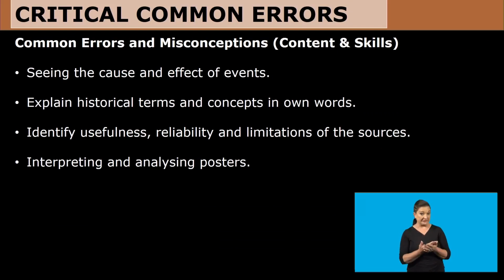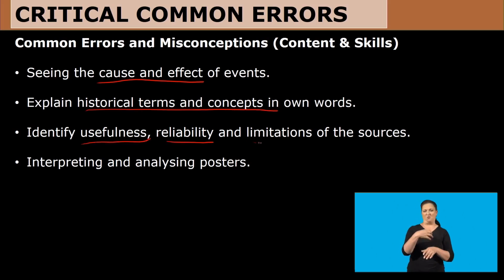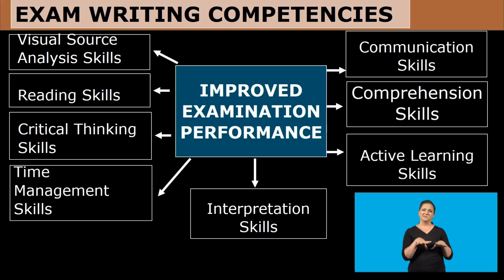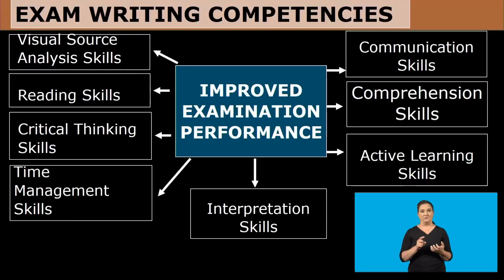Now, the common errors and misconceptions that we're going to try and address are seeing cause and effect of events, explaining historical concepts in own words, identifying usefulness, reliability, and limitations of sources, and interpreting and analyzing posters. Coupled with that, there are also exam writing competencies that you must know. Things like how to manage your time properly so that you don't run out of time when you write exams, how to interpret sources, and how to write in a way that helps you communicate whatever you want to say. Comprehension of sources is also very important, and active learning.